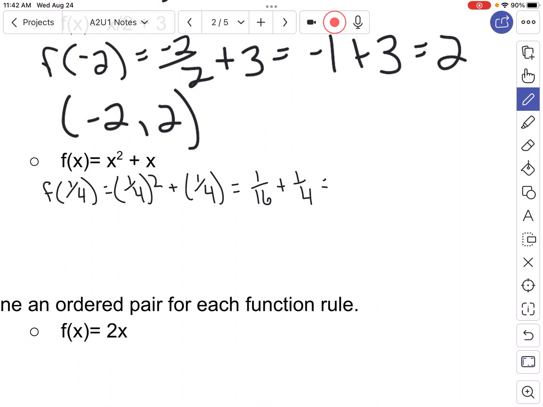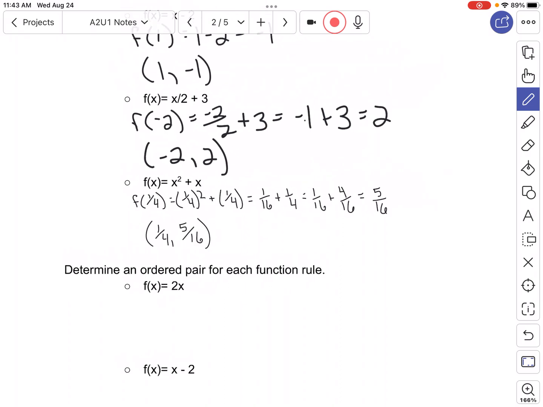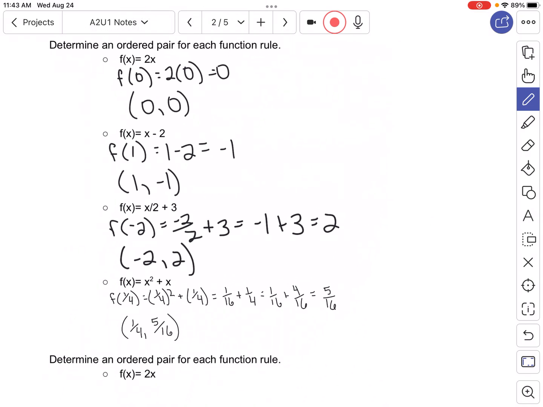We need common denominators to add these two fractions. So 1/16, and an equivalent fraction to 1/4 is 4/16. If you were to simplify that, you'd get 1/4 again. But now there are common denominators, so you can add the numerators. And so if x equals 1/4, y equals 5/16. So see, it doesn't always happen that it's just the negative or opposite sign version of whatever x is. It usually does not happen that way. So that's just examples of what you could have gotten. There are literally infinite possibilities. It didn't have to be these.